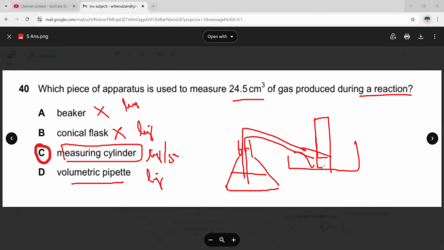So the inverted measuring cylinder is first filled with the liquid. When a gas is given off, the gas will take the place of the liquid. The liquid will move out and we can measure how much volume of gas is there. So a measuring cylinder can also be used to measure the volume of a gas, but the rest can only be used for liquids, because the question was specifically about the gas. Is it clear? Yes, sir.